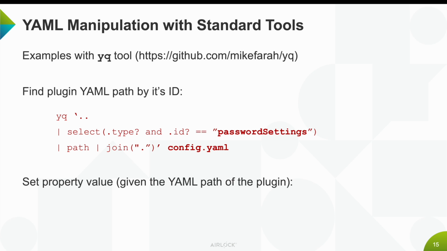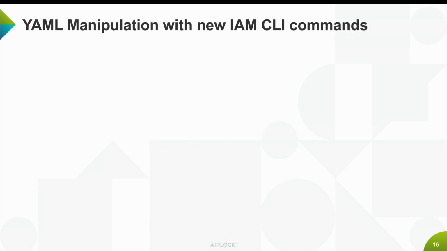Then, using another yq command, I set a property within that plugin. So using yq, I use the path we just found out and add whatever is needed to go to the right property, and then just say equals value. This will add a value if it's missing or change a value if it's already there. So this has been pretty easy because we just manipulated a simple property.